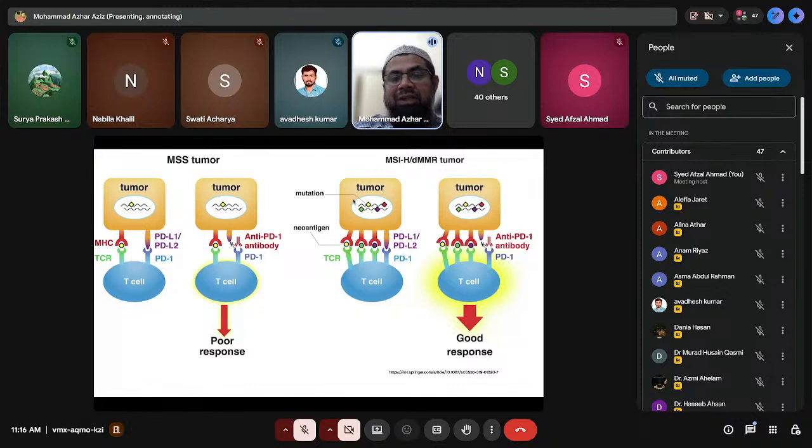But if you have a microsatellite unstable one, more errors are made in the DNA. The mutations are more. So we have more new antigens, which are being recognized by the T cell, and ultimately you see a good response. So now it is well established that you don't give this kind of therapy of anti-PD-1 or PD-L1 antibody to patients who have a good DNA repair system. It is given only to those patients who have a poor DNA repair system. A little bit of personalized medicine that you can see here.